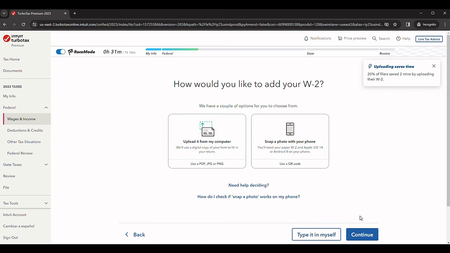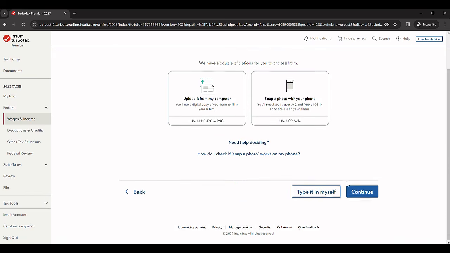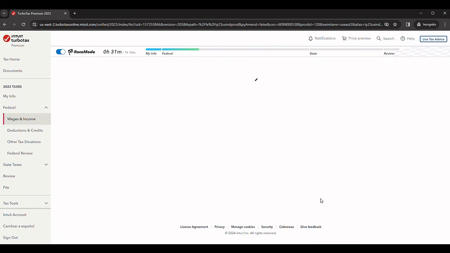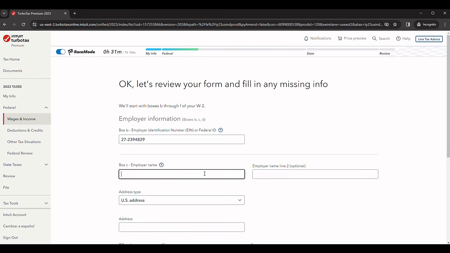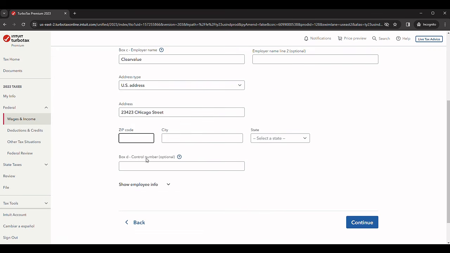We'll continue. You can actually take a picture of your W-2 and upload it with your phone, or upload it from your computer. Those are options, but we're just going to type it in. So employer name, let's just say Clear Value. The address is Chicago Streets. Zip code 60602, Chicago, Illinois. And this you don't need, it's optional.